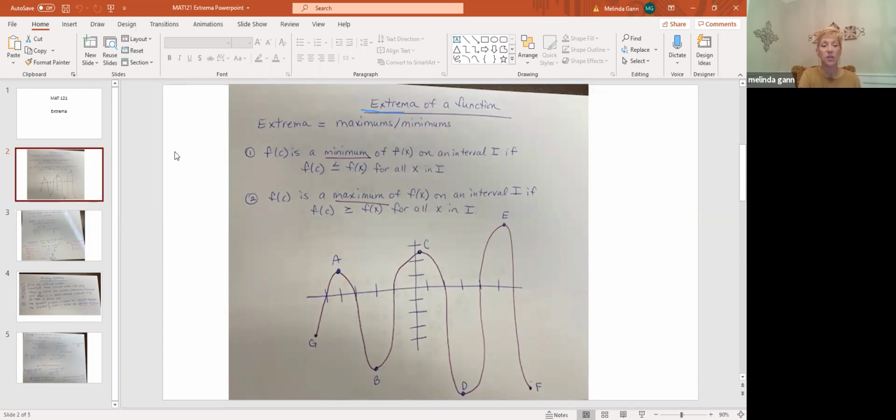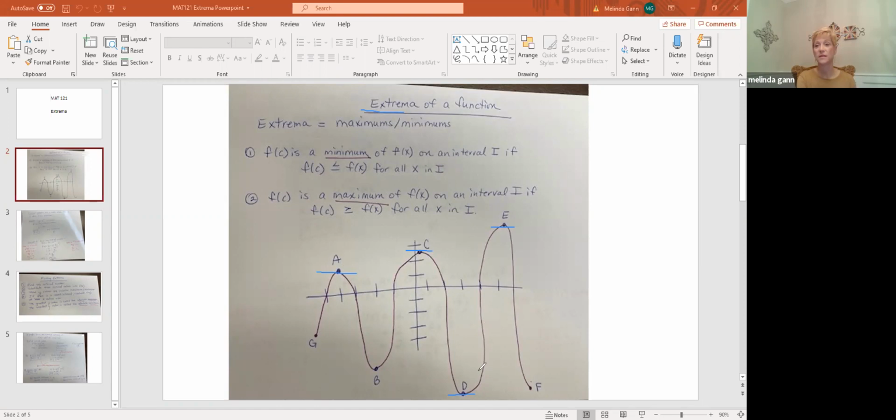Now, do you see that if I drew tangents at all the highs and lows, so if I drew a tangent line right there at C, and a tangent line right there at E, and a tangent line right there at D, do you see that at those places they're horizontal tangents? So what's the slope of those blue horizontal tangents? Wouldn't those slopes be 0?